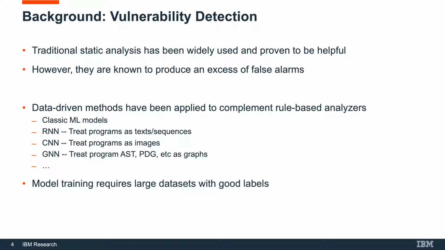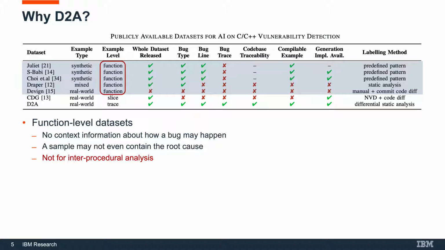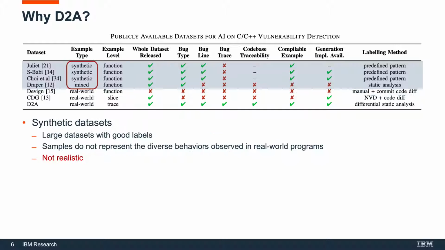However, training such models requires large datasets with good labels. When it comes to vulnerability detection tasks, finding such datasets is actually challenging. Let's look at the existing datasets first. This table summarizes several popular datasets. Most of the datasets are on function level, which is to assign a label to just one function. However, the issue is that it may not contain enough context about how a bug may happen. Therefore, such datasets cannot be used for interprocedural analysis.